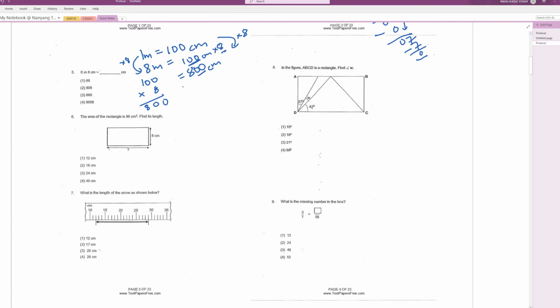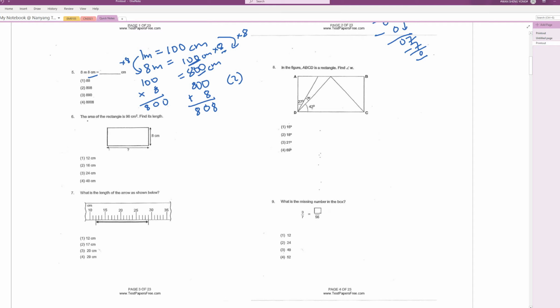Okay, so now we have found out the value of 8 meter, which is 800 centimeter. And don't forget, we have a 8 centimeter over here, so we should add another 8 centimeter. So 0 plus 8 is 8. 0 plus nothing is 0, and 8 plus nothing is 8. So the correct answer is option 2, 808 centimeter.